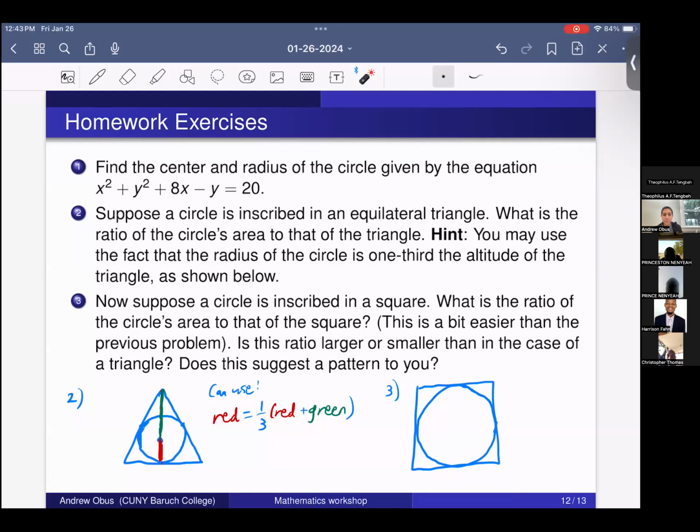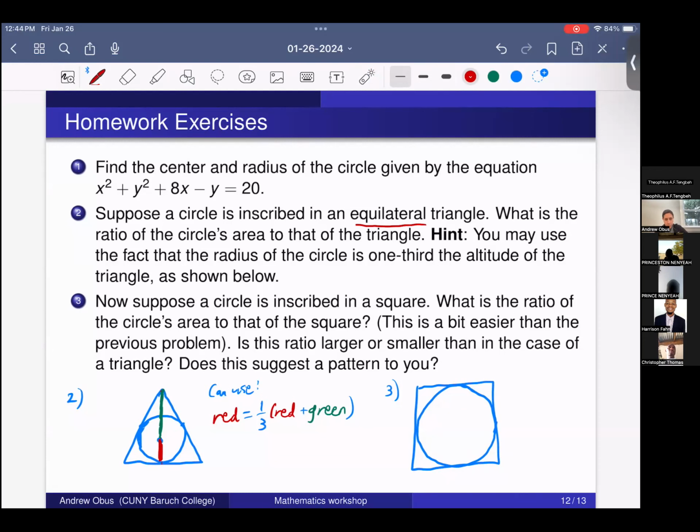And then the question is, does this suggest a pattern to you? What would happen if we had a regular pentagon or a regular hexagon, and tried to inscribe a circle in it? Would it fill up more of the area or less of the area? We'll discuss that a little bit next week. Let me remind you, this is an equilateral triangle. Okay, these are the homework problems for this week.